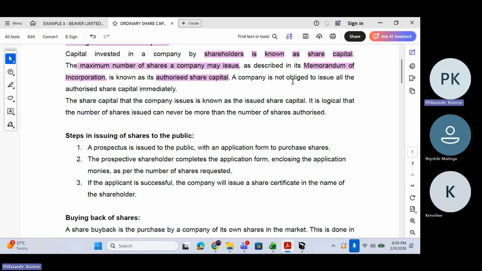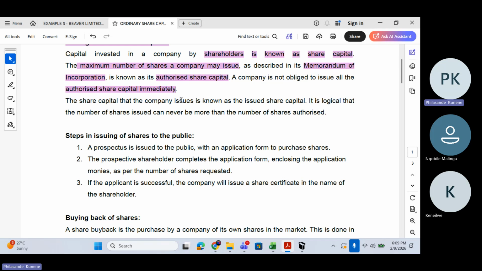A company is not obliged to issue all the authorized share capital immediately. It's not a must. It's not like because I'm authorizing 5 million, now you have to issue them all at once. No, we can issue 1 million this year, 2 million in the following year, and 3 million in the following year. We need to check whether there is a reason for us to issue those shares. We only issue the shares to the public if there is a need.